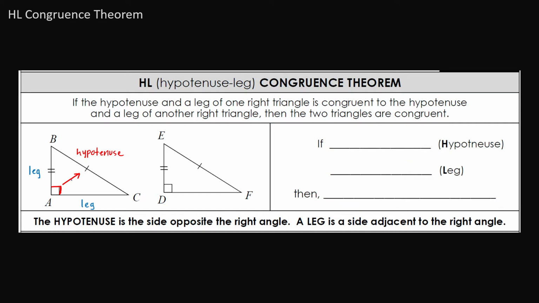If the hypotenuse, for us that means BC, is congruent to EF, and a leg, in this case, BA, is congruent to ED, if the following is true, and we know there's a right angle in here, then we know that triangle ABC is congruent to triangle DEF. Hypotenuse, leg. And it can be either leg, it doesn't matter which leg.